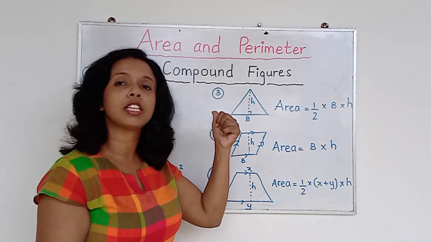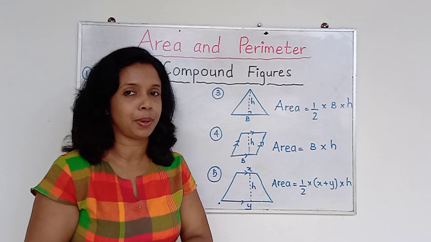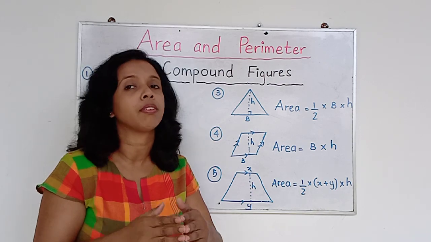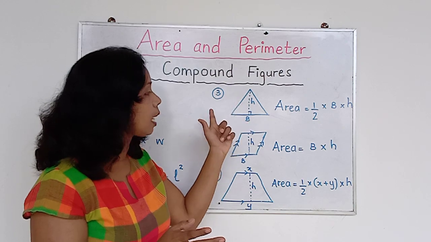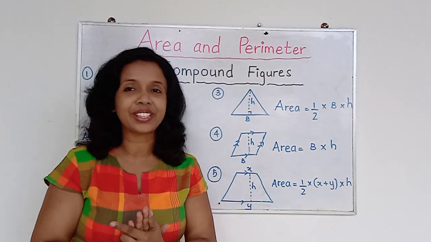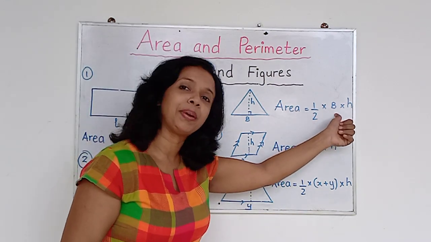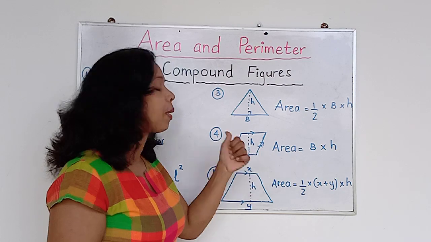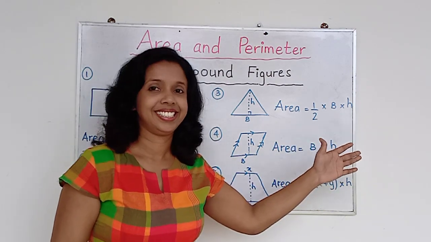Then when it comes to the triangles, I told you how to find base and perpendicular height properly, and you can have various types of triangles. But I have drawn this type of triangle. What is the common formula to find the area of triangles? Half into base into perpendicular height. Then parallelograms, base into height, right?